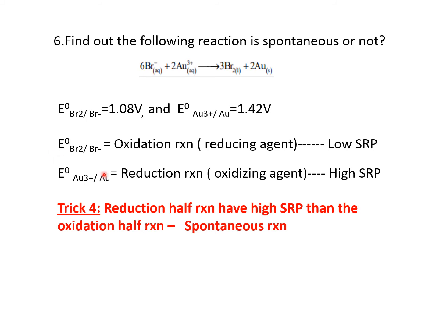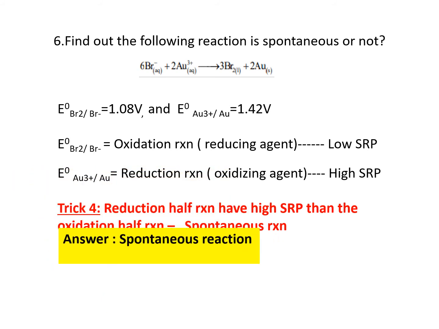See, which one is oxidation? This one is reduction. This is oxidation. Here 3 plus to 0 is reduction, and minus 1 to 0 is oxidation. So this oxidation is having how much value? 1.08. This one is having 1.42. This is more. So the reduction half reaction having the high standard reduction potential means the reaction is a spontaneous reaction. What is the answer? Spontaneous reaction.